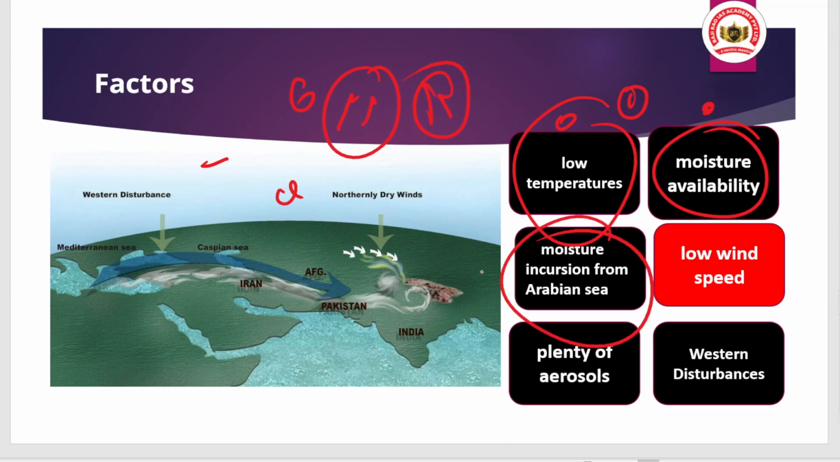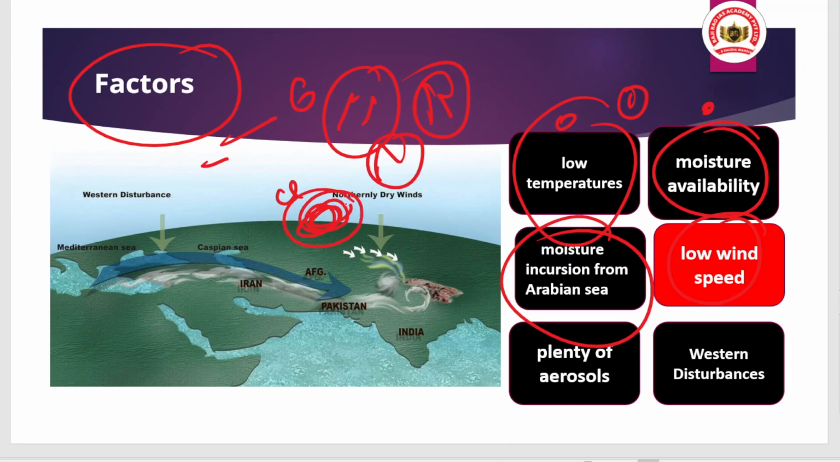Then there is moisture coming from the Arabian Sea, in the case of India and the nearby countries. Moisture can come from the Arabian Sea via winds. And one important thing is that we should have low wind speed. Why? Because if there is higher wind speed, the foggy condition may get dissipated, may get removed, because wind always tries to clear the air. Suppose there is foggy condition and wind comes, it will take the fog to a different location, and it will get dissipated. So that is one thing.